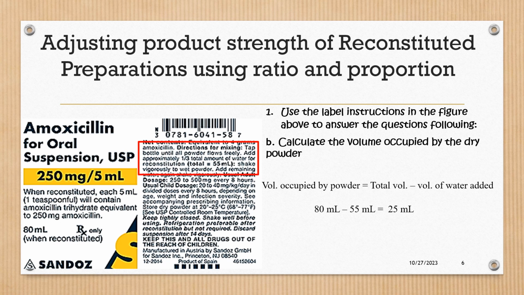And the concentration that is associated, if mixed according to the manufacturer's instruction, would be 250 milligrams in each 5 mil. So in that case, it would be easy for us to say that if I'm adding 55 mils of water to get 80 mils of suspension in total, the difference between the amount of water to be added and the final volume that is going to be in the suspension bottle would be the space or the volume occupied by the dry powder that was not yet reconstituted.